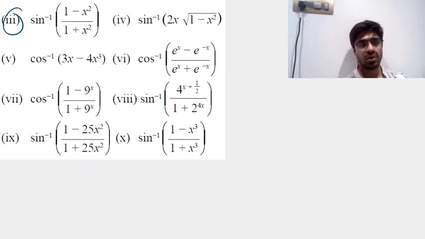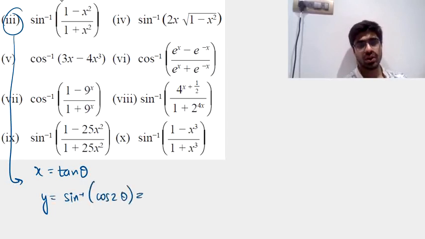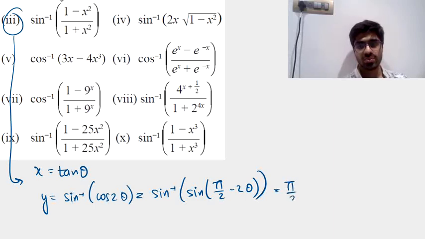Continue with the third one, where again you take x as tan theta only. So 1 minus tan square theta upon 1 plus tan square theta is cos 2 theta, but we have sine inverse of cos 2 theta. Yeah, sine inverse of cos 2 theta, we can write that as sine inverse of sine of 90 minus 2 theta, that is pi by 2 minus 2 theta, and this simply becomes pi by 2 minus 2 theta. You can put back theta as tan inverse x, and you get pi by 2 minus 2 tan inverse x.